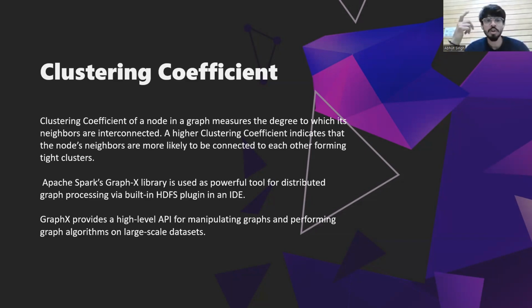So clustering coefficient of a node in a graph measures the degree to which its neighbors are interconnected. A higher clustering coefficient indicates that the node's neighbors are more likely to be connected to each other, forming tight clusters. Apache Spark's GraphX library is used as a powerful tool for distributed graph processing via a built-in HDFS plugin in an IDE. GraphX provides a high-level API for manipulating graphs and performing graph algorithms on a large-scale basis.